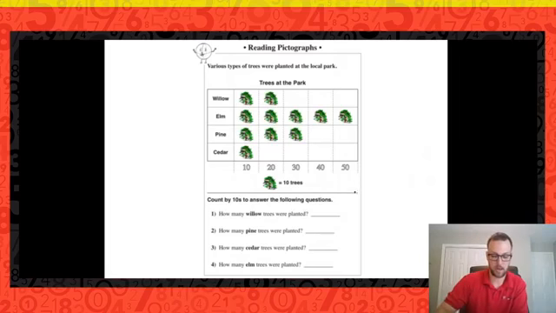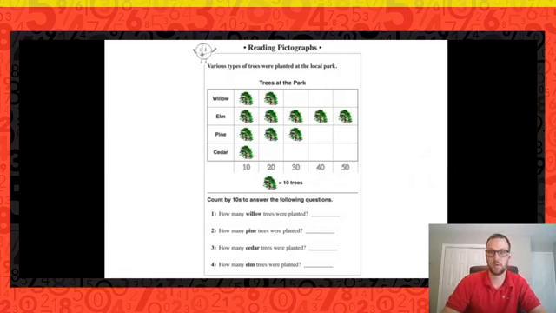So for number 1, how many willow trees were planted? We see that there's 2 icons, 2 trees, and we know that each of those represents 10. Some of the prerequisites you might need for today would be the ability to count by numbers different than 1. We need to count by 2s, 5s, 10s, all sorts of different numbers in order to do this. So I know I have 2 of those tree icons and each one represents 10.